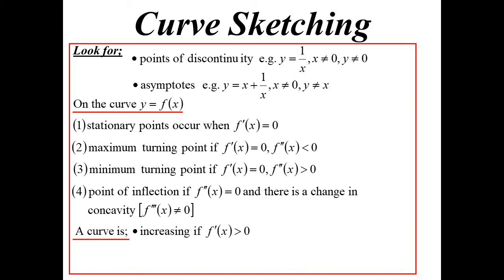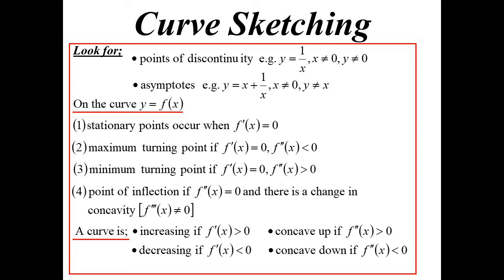Other things you can tell. We know if the derivative is positive, the curve's going up, it's increasing. If it's negative, it's going down, it's decreasing. If the second derivative is positive, the curve's concave up. Negative, the curve's concave down. All these things can help us if we're unsure what a picture looks like.